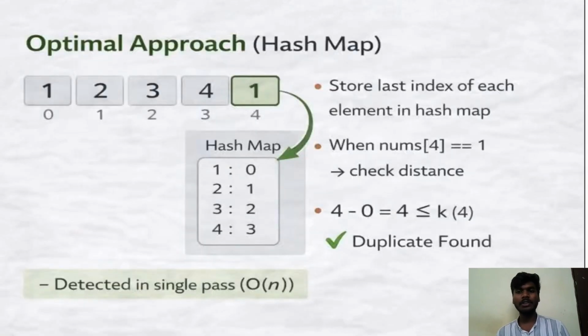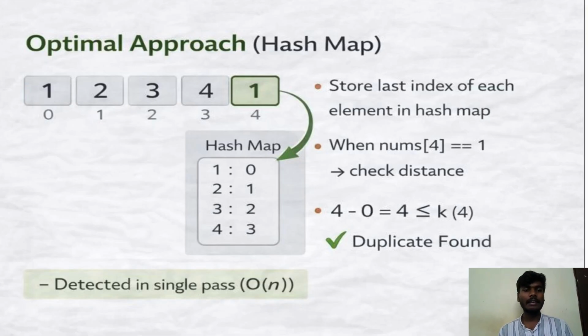Now let's see one example for better understanding. In this example we see 1 2 3 1. When the element 1 appears again at index 4, the hash map already contains 1 at index 0. The index difference is 4 minus 0. Since the value is less than or equal to k, a duplicate is found. It returns true.